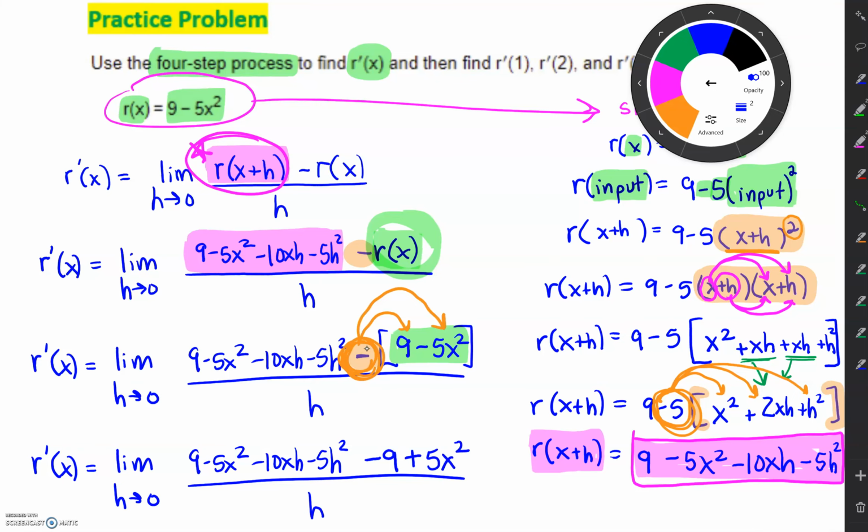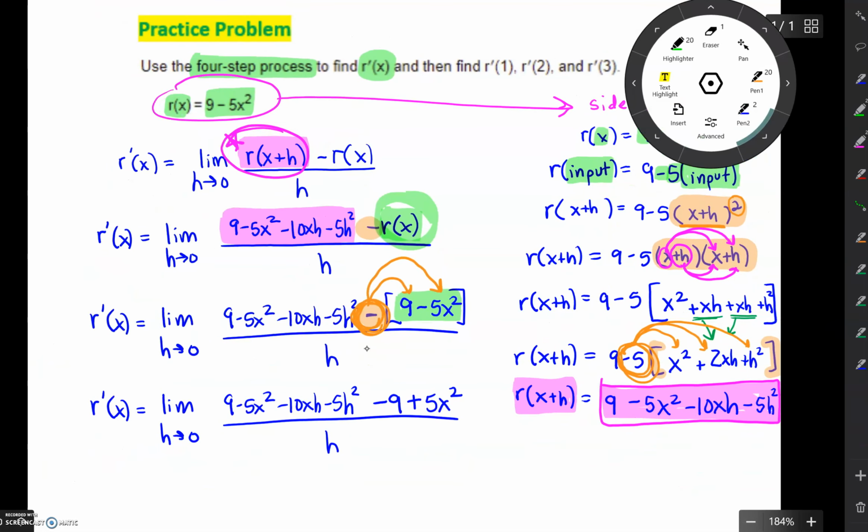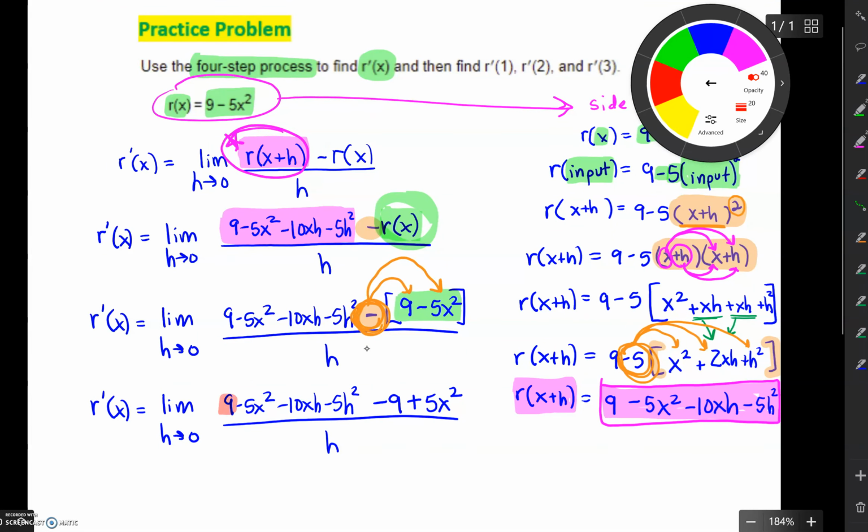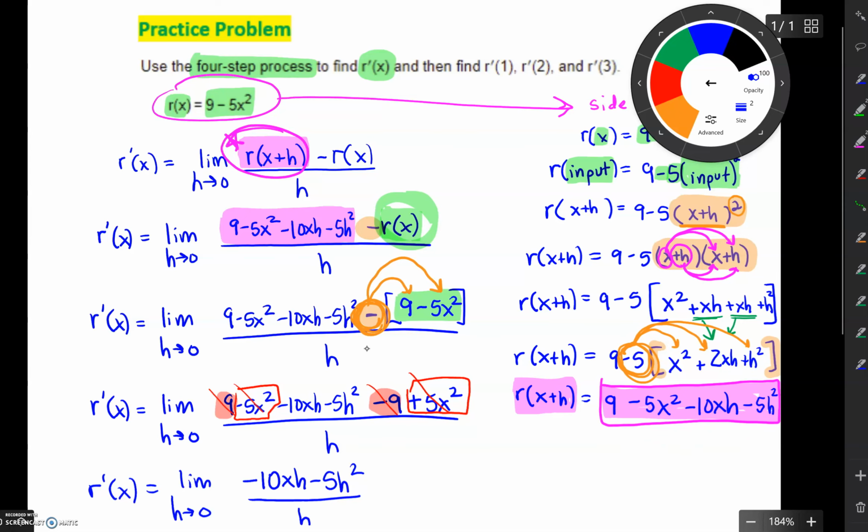Okay, so now we can just combine some like terms. We can keep cleaning up this rational expression. I had a 9, and then later I subtracted 9. So that is going to combine to 0. Those will go away. And I had a subtracting 5x squared, and later I added a 5x squared back on. So those are also going to combine to 0. So that tells me that my derivative is really just the limit as h goes to 0 of negative 10xh minus 5h squared, all divided by h.